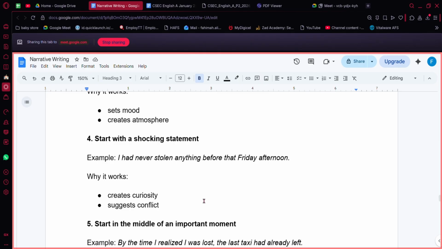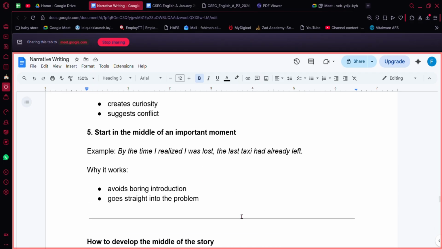So we want to know what is going on. You could also start in the middle of an important moment. By the time I realized I was lost, the last taxi had already left. So you're starting in the middle of the problem here, the middle of the story basically.